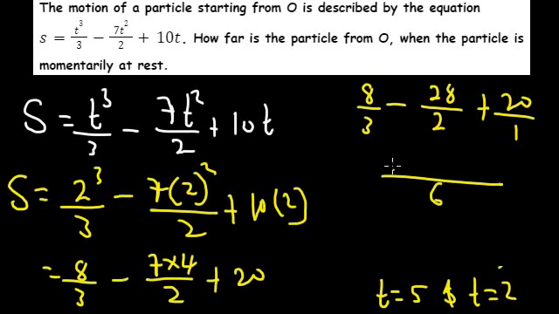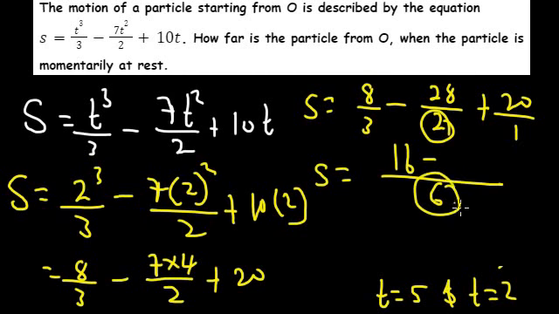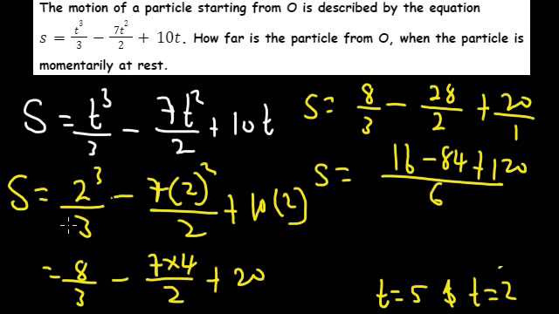LCM is still 6, then this displacement we are solving for. 3 and 6 is 2, 2 times 8 gives us 16, minus 2 and 6 is 3, 3 times 28 gives us 84, then plus 1 is 6, 6 times 20, that gives us 120. So when we add this up, we have 52. So the displacement equals 52 over 6.